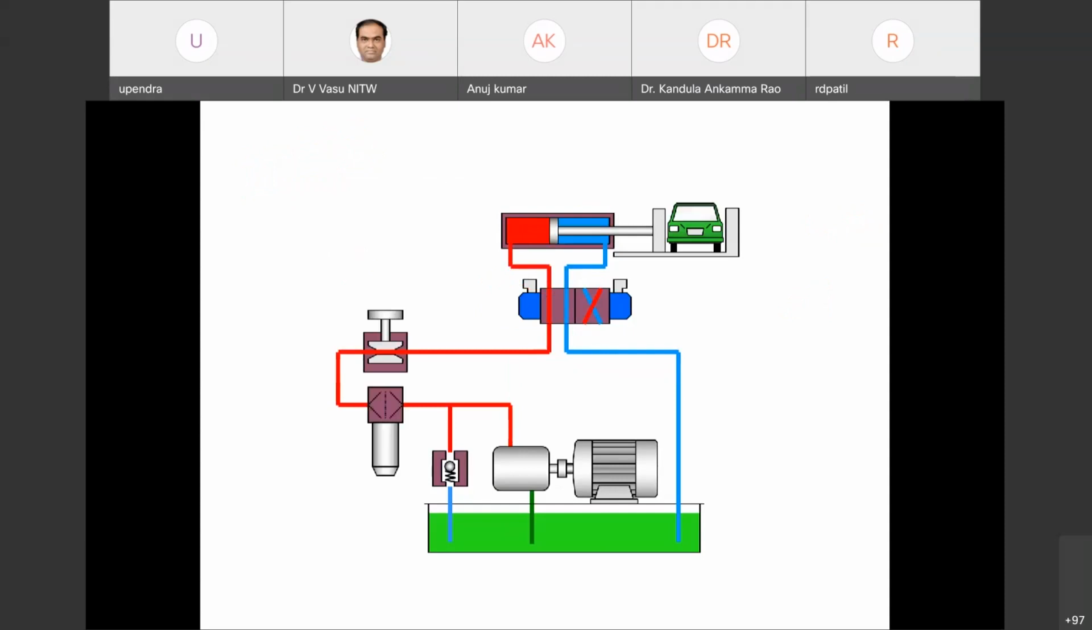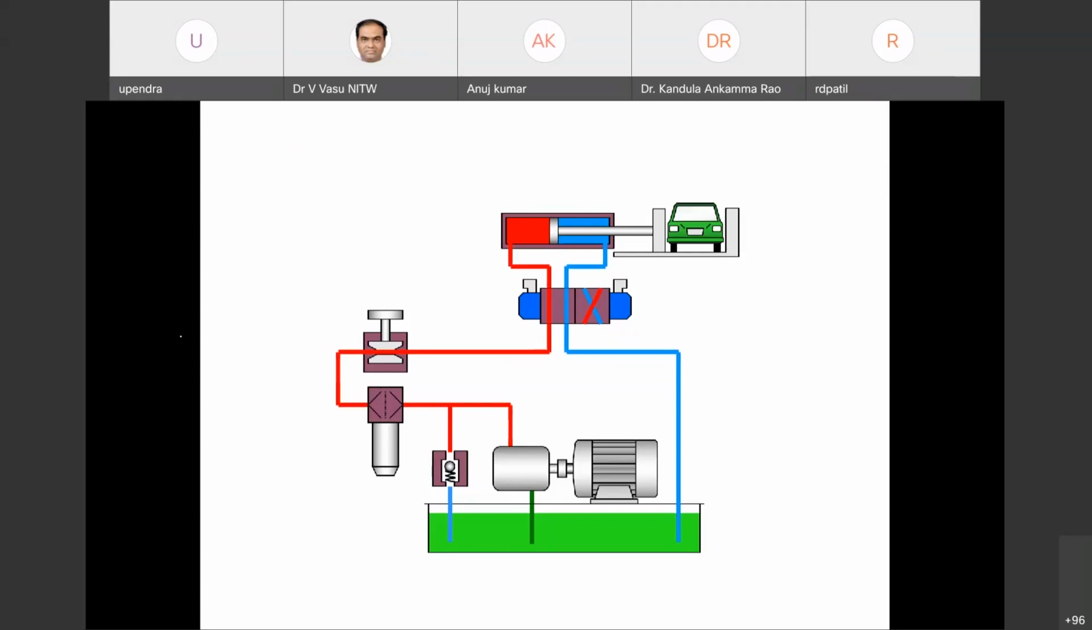Okay, and we need one oil filter, because this same oil is going to be reused continuously. This oil filter will eliminate all the contaminants and whatever air bubbles are present in this particular oil. That's why we need this. Okay, so these are the overall components which are going to be required for a particular hydraulic system or pneumatic system.